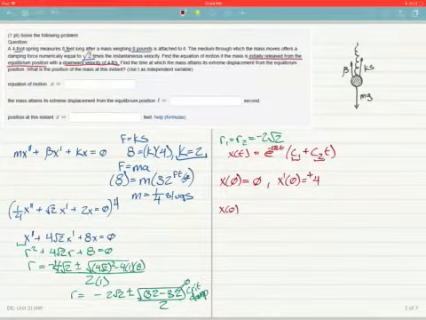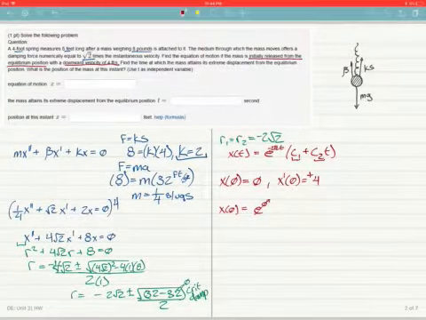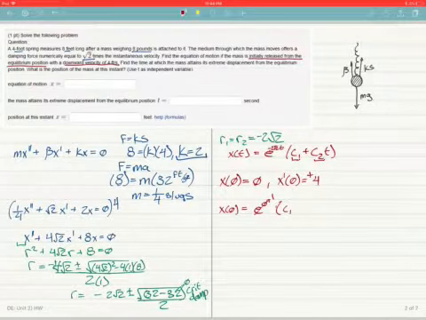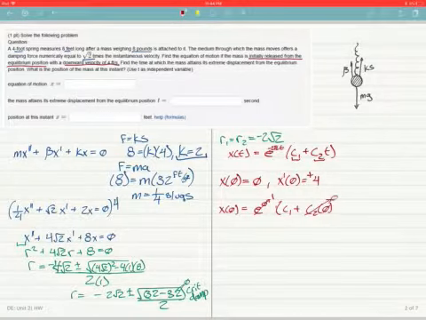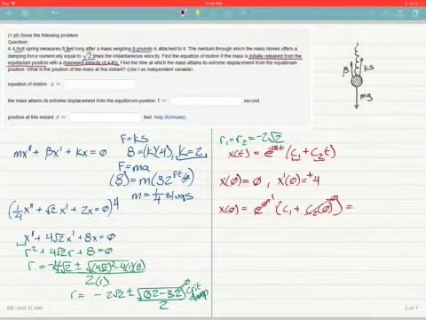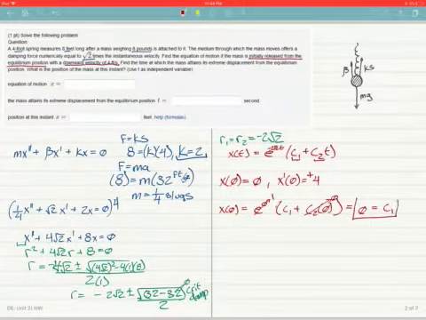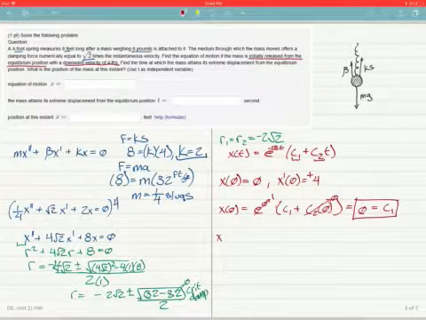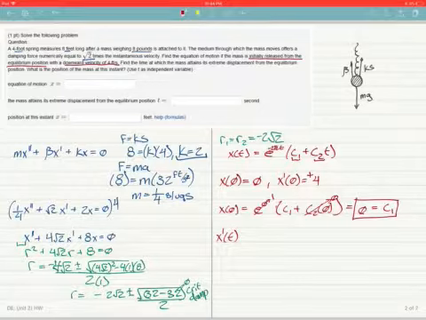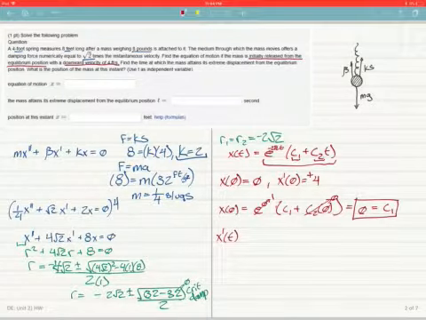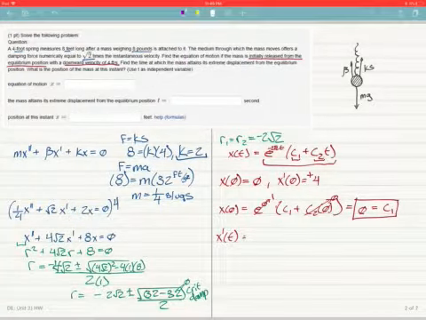Okay, so x of 0 is equal to e to the 0, which is all just 1, times C1 plus C2 times 0 goes to 0. And that equals 0. And we know that equals C1. There's our first constant. Now x prime of t, we've got to solve for this by taking the derivative here. So let's do that in a different color.